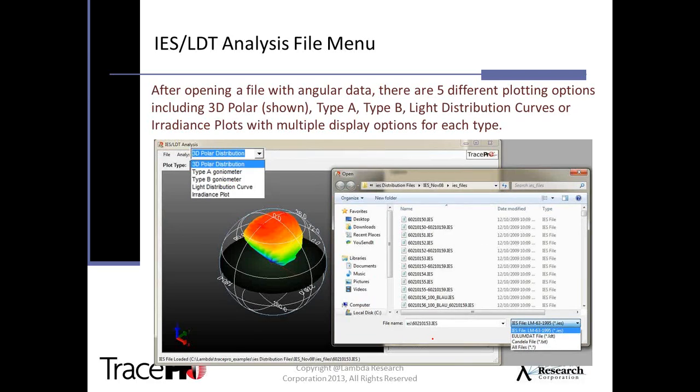After opening a file with angular data, you can then plot 5 different plots, including the 3D polar, which is the default shown below, Type A, Type B, light distribution curves, or irradiance plots with multiple display options for each type. Now, as you can see on the right there, you can see the File Open menu where you can select the different types of files that you can bring here. Notice there are 4 different types: IES file, illuminate, Candela, and an all file format.